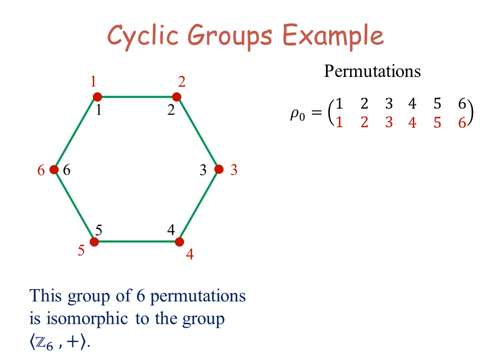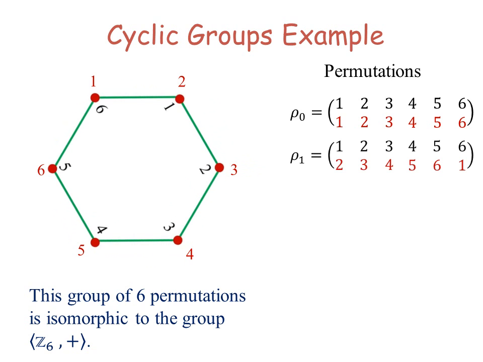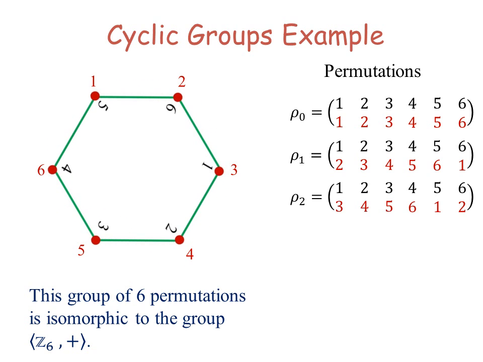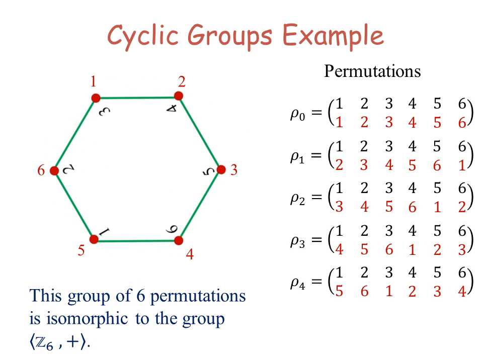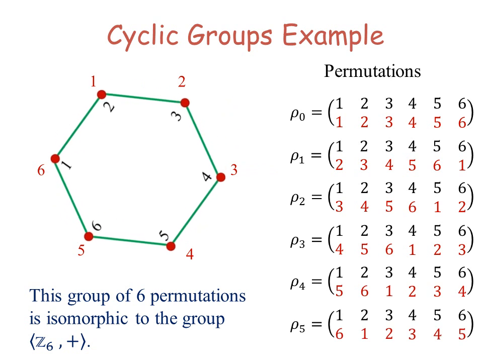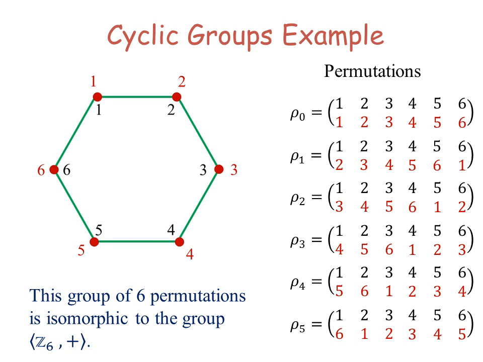As an example, consider a regular hexagon. There are 6 rotational permutations. Notice that these permutations map 1 to 1, then 2, then 3, 4, 5, 6, and back to 1. So, in this cyclic group, 1 cycles around 6 times back to itself, as do all the other numbers.